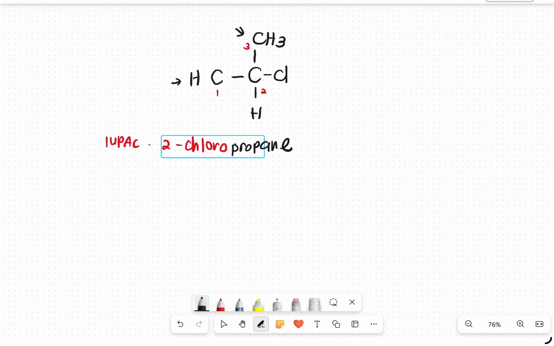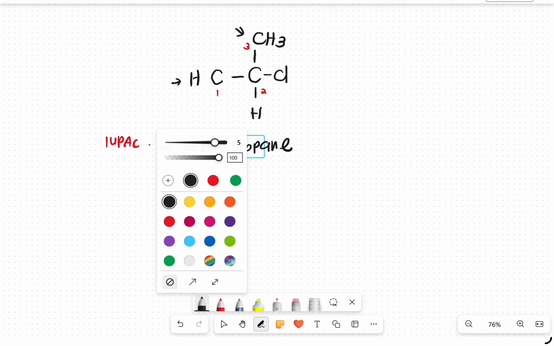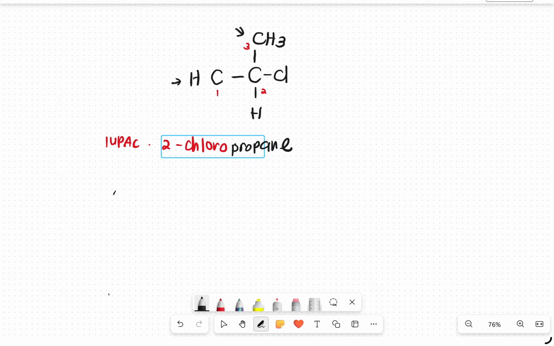Chloropropane, like this. Now the common name. For the common name, you have to circle first. This is your Cl. All of this C are the alkyl group. So look at the carbon, the second last carbon here. This is 1, 2, 3. At carbon number 2 there is a methyl group attached. So still it is iso.